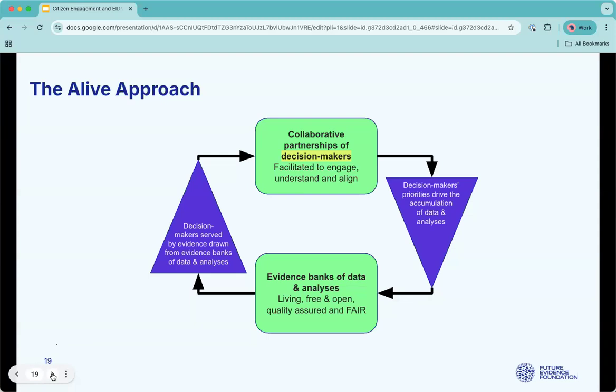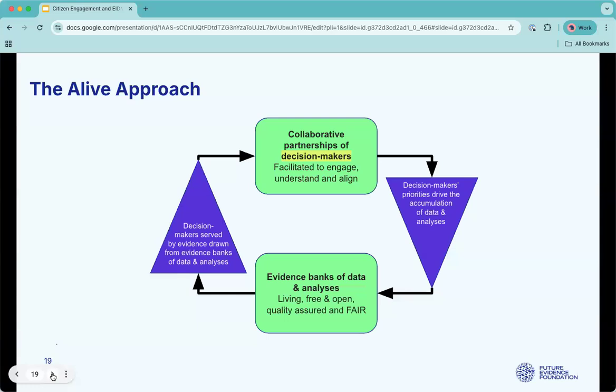So we're working on building partnerships of decision makers. Now, they may be policymakers, but they could also be citizen groups. And we facilitate those partnerships, those groups of decision makers around a specific issue, to engage and understand and align, to discuss the challenges they face, and to ask questions that they want answers to.